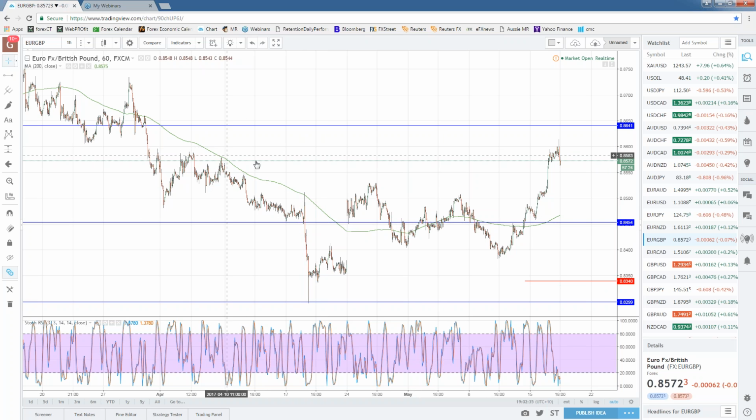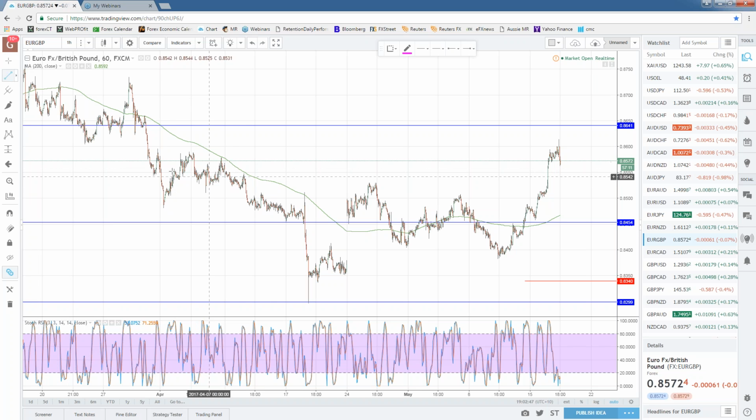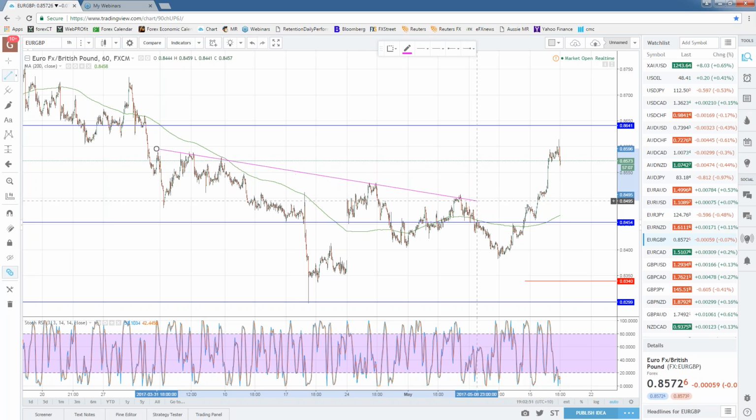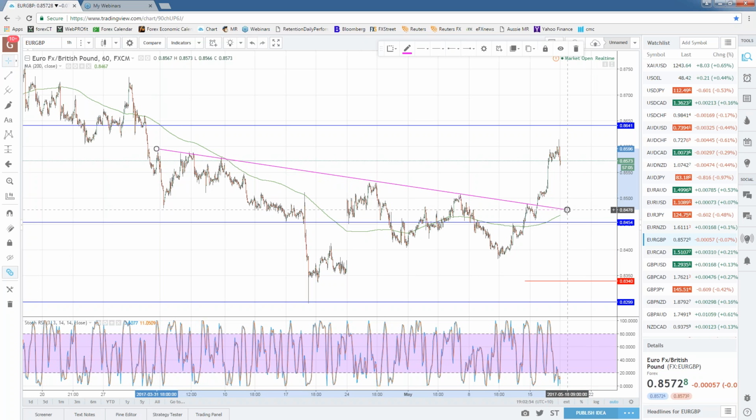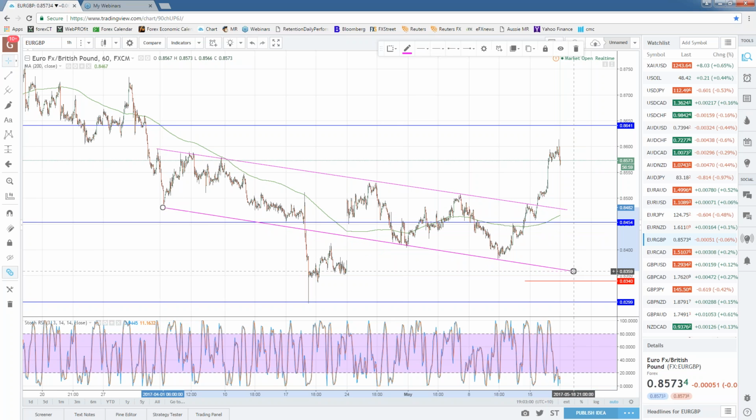Now you can almost visualize that resistance running along the top, support along the bottom. So if we go and draw it in, by the way, I'm using TradingView here. If you don't have it, ask your account manager to set you up with it. It is fantastic to analyze trades with. Now we'll begin from this particular point here, and then we'll do the support down the bottom. So resistance on the top, support on the bottom.